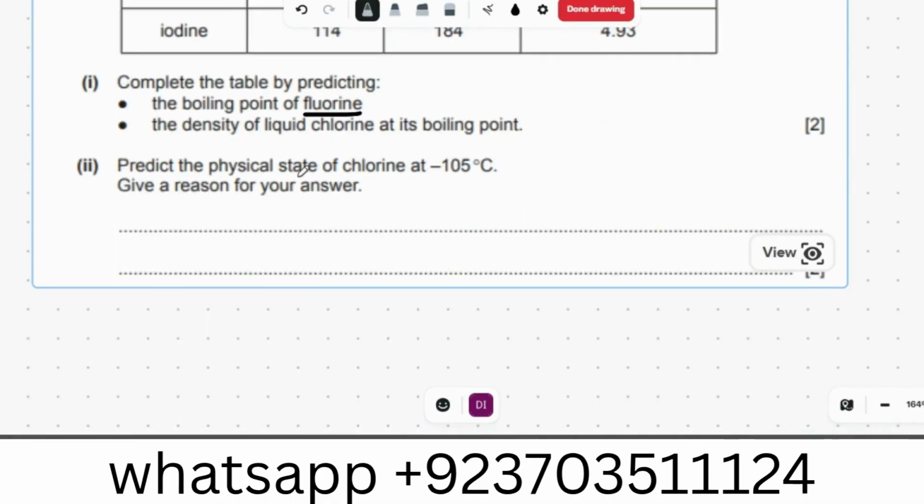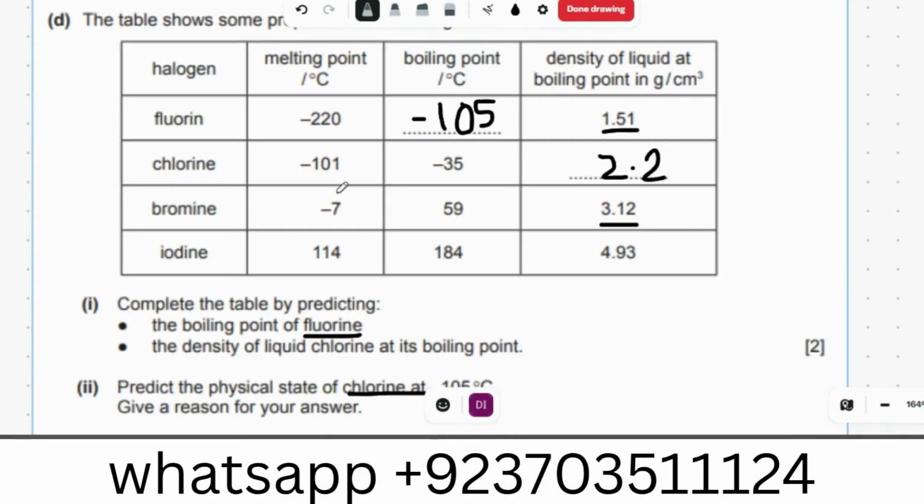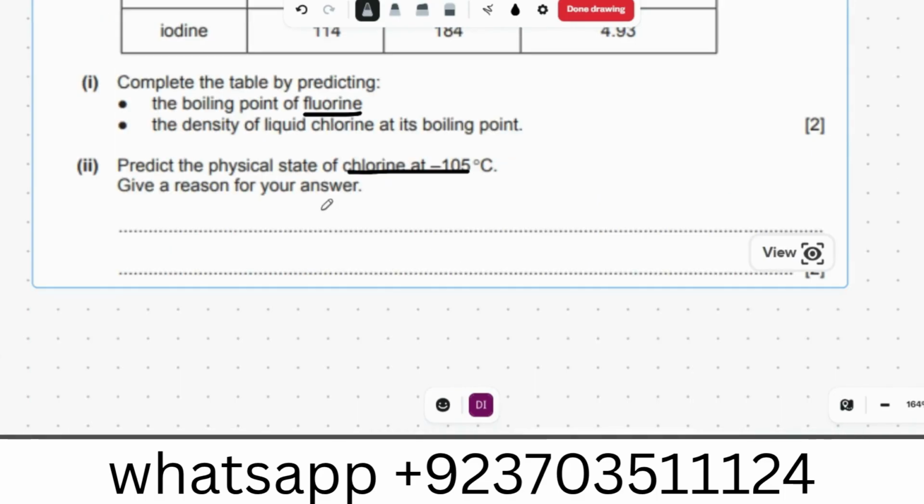Okay. Predict the physical state of chlorine at minus 105. Where is chlorine? Chlorine at minus 105. Yes, it is in solid form. Okay, that is less than the melting point, so it is in solid form. That is all about it.